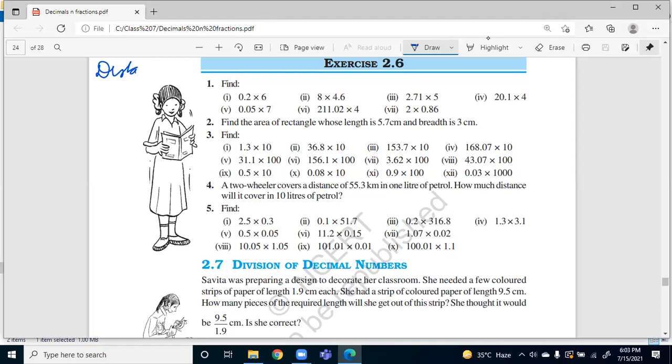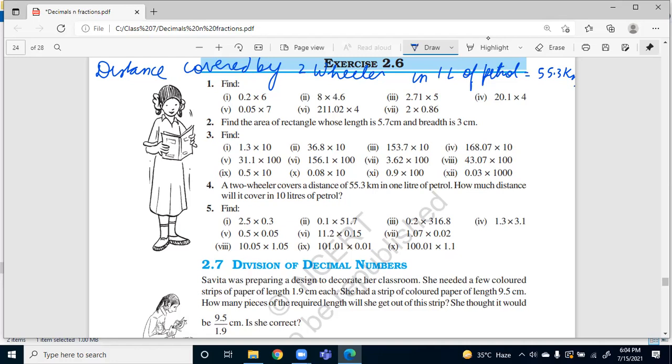Distance covered by a two-wheeler in 1 liter of petrol is 55.3 kilometers. Okay, so this should be your first statement.